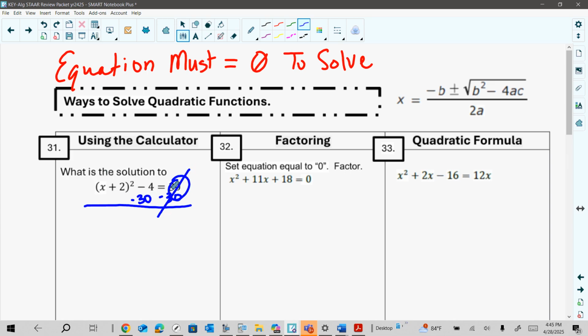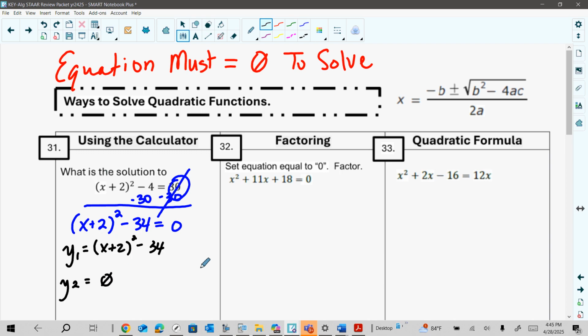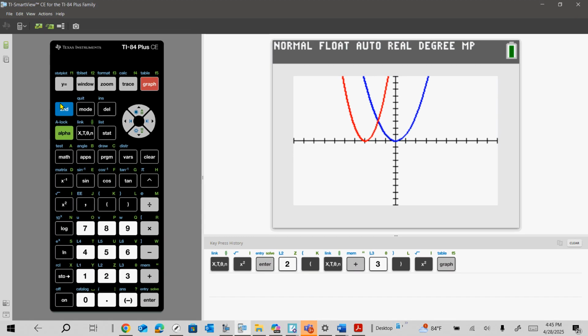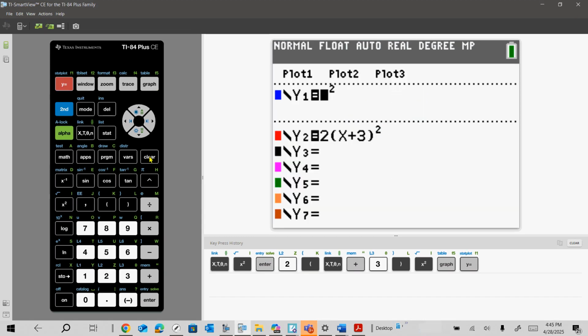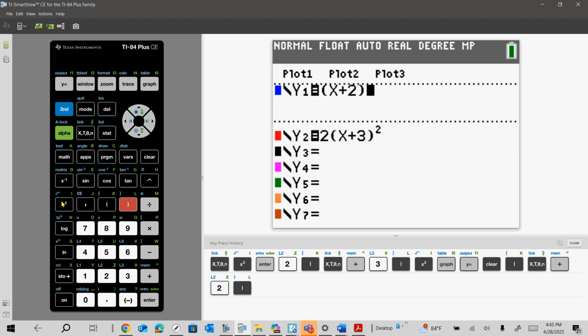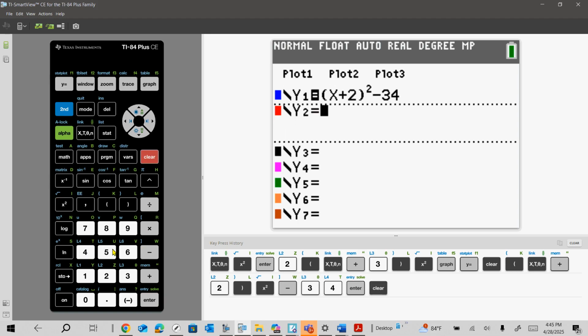30 cancel, and that becomes a 0 on the right side. So when I rewrite this, I have x plus 2 parentheses squared minus 34 equals 0. So now I can put this in my calculator using y1 as x plus 2 parentheses squared minus 34. And then my y2, I want that to be 0. Because I want to use a calculator, I need to find the x-intercepts. So I'm going to go y equals, I'm going to clear this out, and we're putting parentheses x plus 2, those are parentheses squared, and then minus 34. And then here, I'm going to clear this out and make this 0.